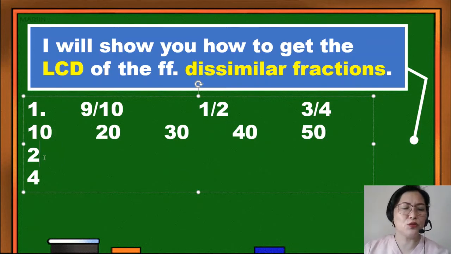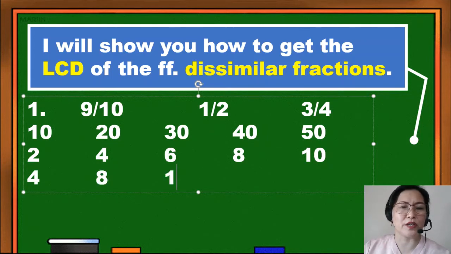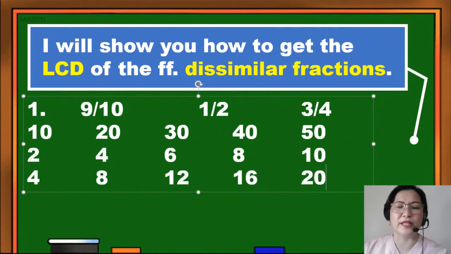Let's have 2. 2 plus 2 is 4. 4 plus 2 is 6. 6 plus 2 is 8. And 8 plus 2 is 10. Then 4. 4 plus 4 is 8. 8 plus 4 is 12. 12 plus 4 is 16. 16 plus 4 is 20.